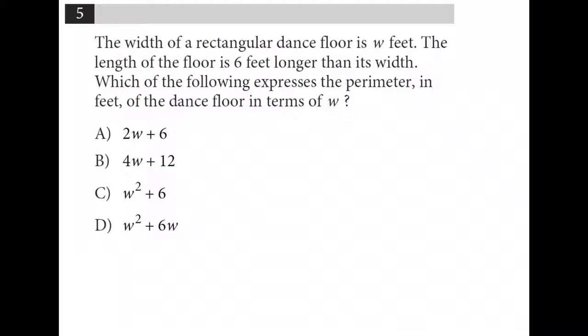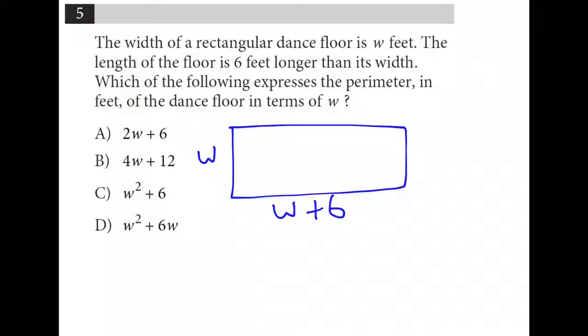Number 5. The width of a rectangular dance floor is W feet. The length of the floor is 6 feet longer than its width. Which of the following expresses the perimeter in feet of the dance floor in terms of W? So this is my dance floor. It's not particularly exciting. Here's my width, which I will call W, and notice the length is W plus 6.